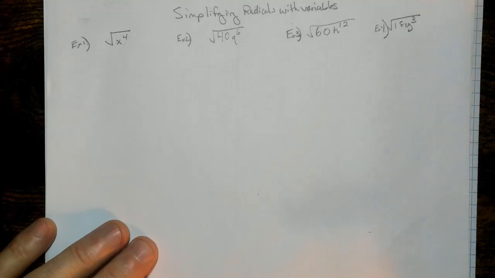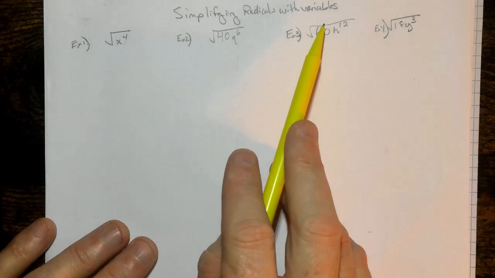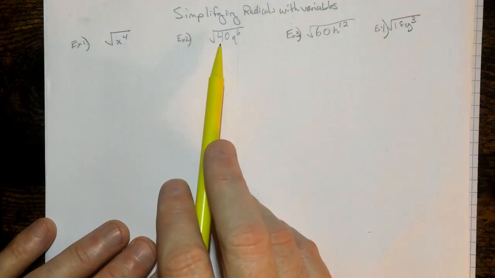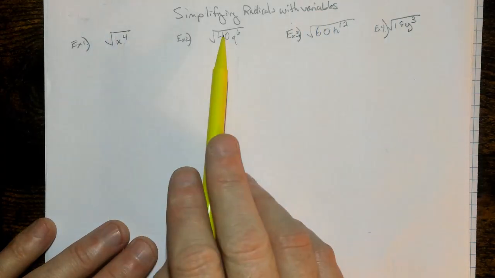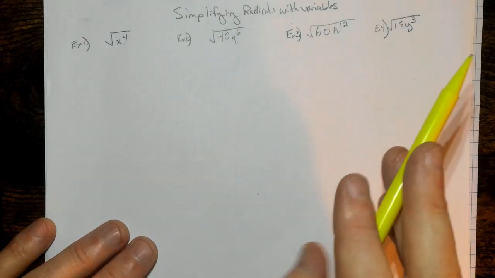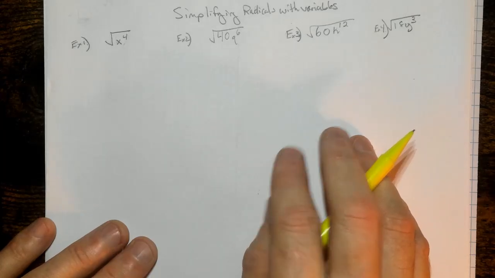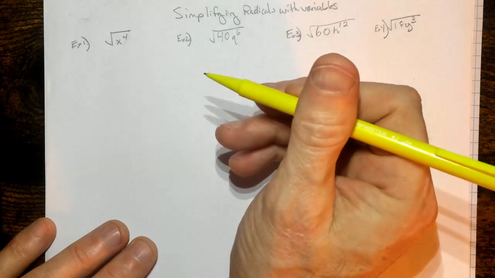Okay, so let's simplify radicals now where we have variables and potentially some numbers. So we're going to have some just variables and then numbers and then with variables, and what do we do? We can actually go back to the logic of factoring perfect squares. So what do I mean by that?